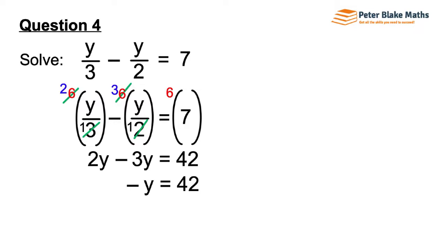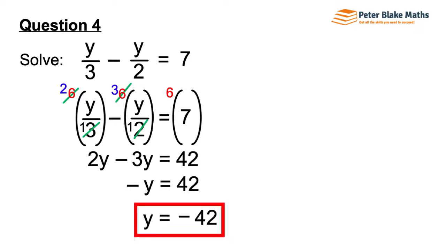And when there's a minus on one side of an equation like that, we can switch it to the other side. Effectively what we're doing is multiplying or dividing by minus 1 on each side, but effectively you can just switch sides with the negative sign there. So y equals minus 42.